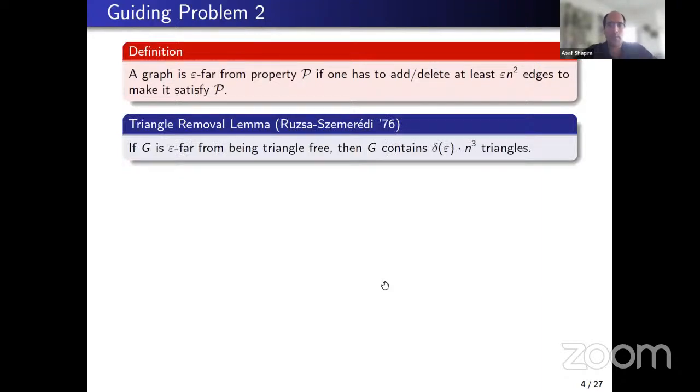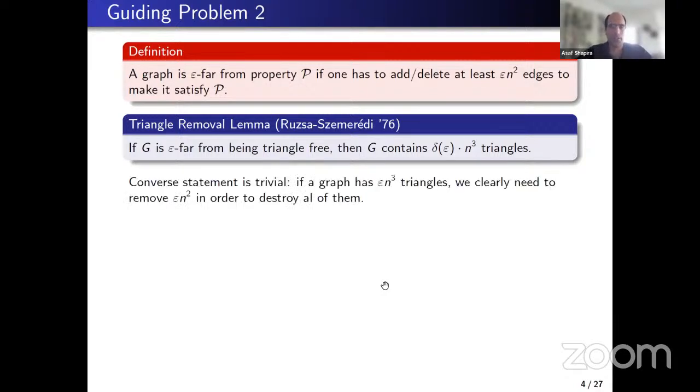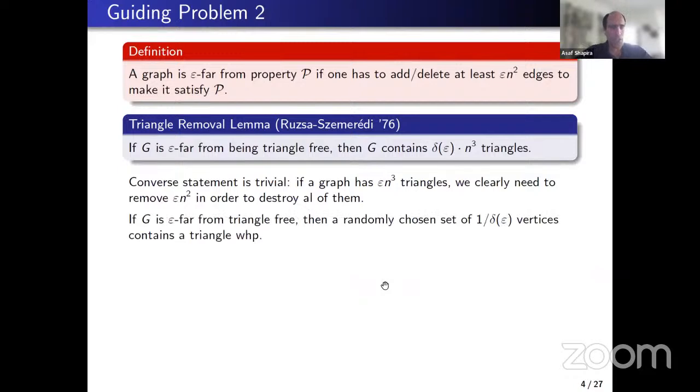And what the triangle removal lemma states is that if a graph is epsilon-far from being triangle-free, then this graph contains a positive proportion of all possible triangles. Now observe that the converse statement is trivial, meaning that if a graph has many triangles, then trivially you should modify many edges in order to destroy all the triangles, simply because removing an edge destroys at most n triangles. So the main thing here is the forward implication.